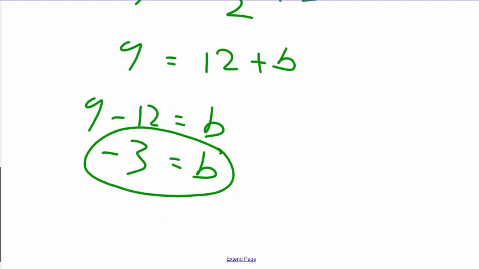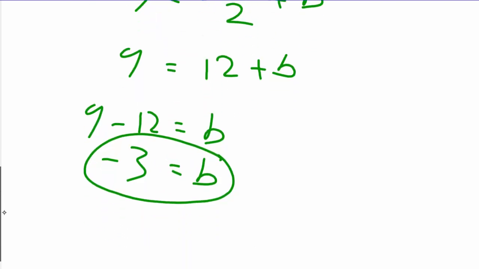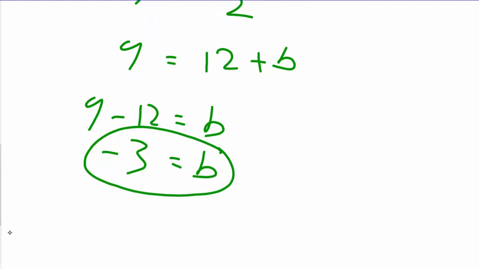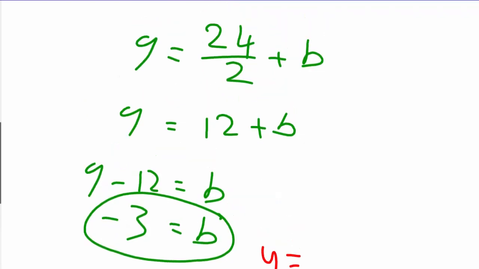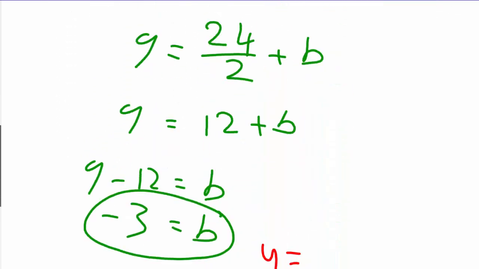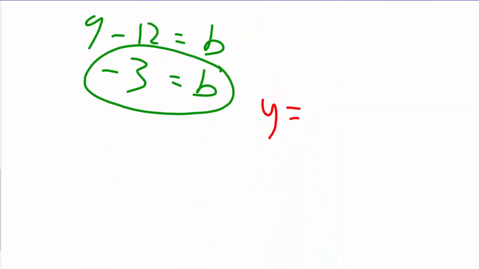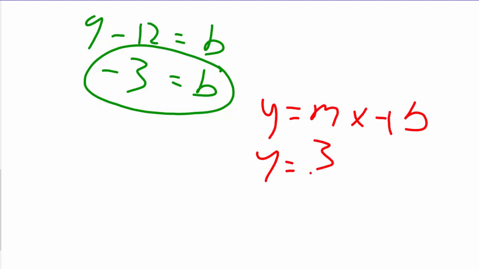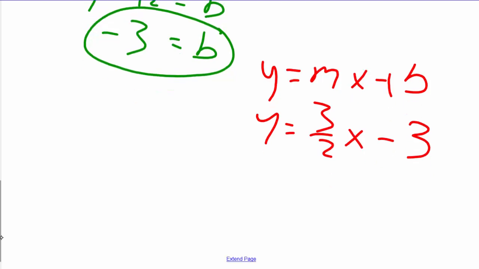And let's write down the equation of the line. y equals 3 over 2 x plus b. y equals 3 over 2 x. What is the b, the y-intercept? Minus 3. This is not standard form. That's the only difference from what we learned yesterday.